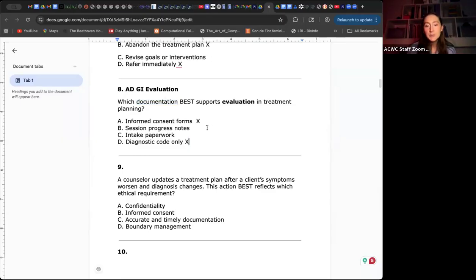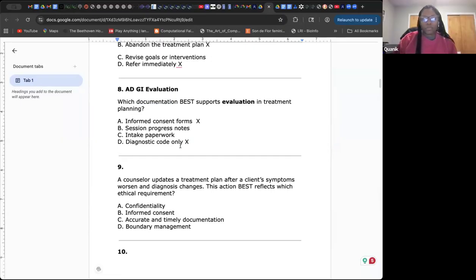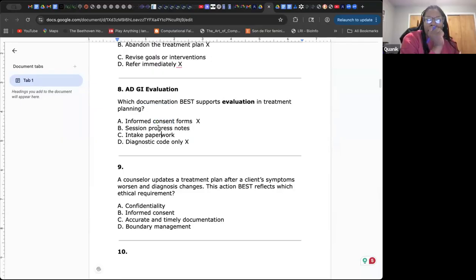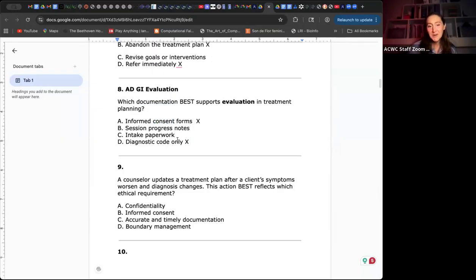The other part of this question, like I was saying earlier, I always encourage people to take out the easiest first. It cannot be diagnostic code only. That wouldn't even make any sense. The informed consent would also not make any sense, because even though you've got to have it, it has really nothing to do with evaluation at all. So that would have left us with just B and C. But the intake paperwork is not going to tell you whether what you're doing is working, right? That was way back at intake. Since then, hopefully we've been doing some things, since we did an intake.